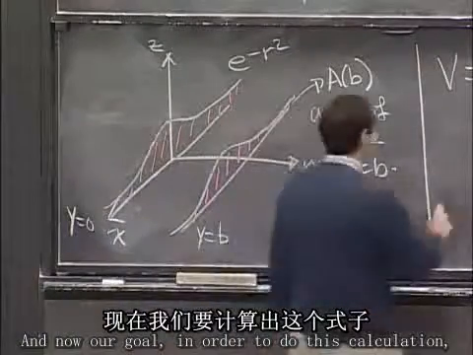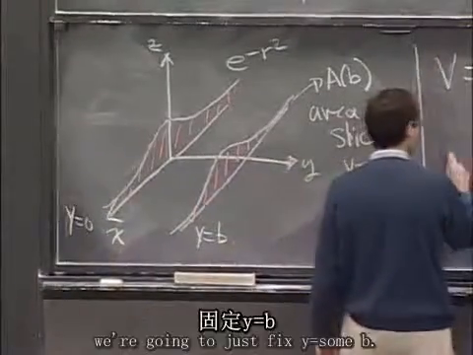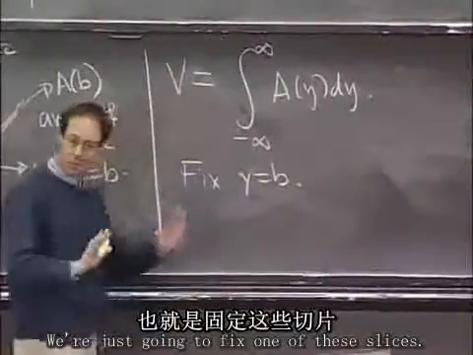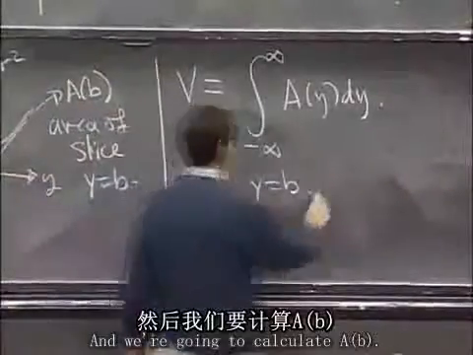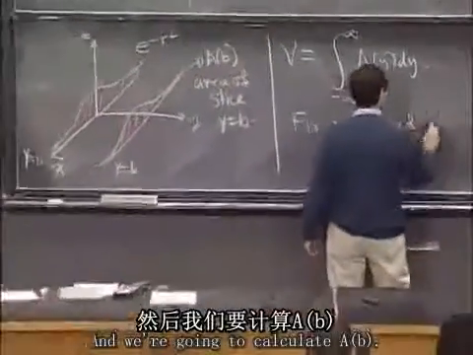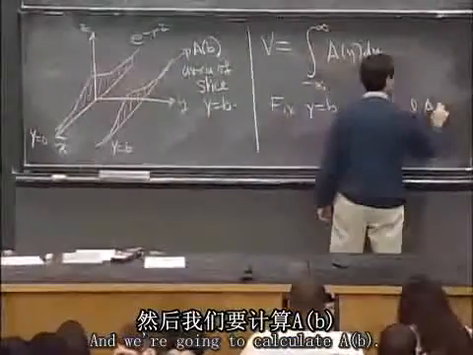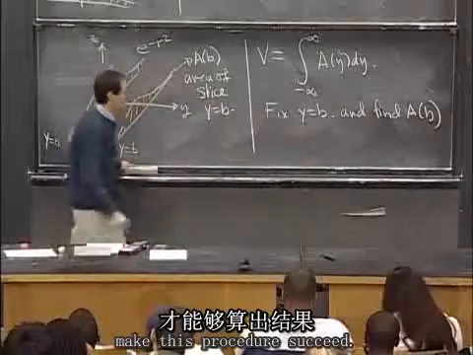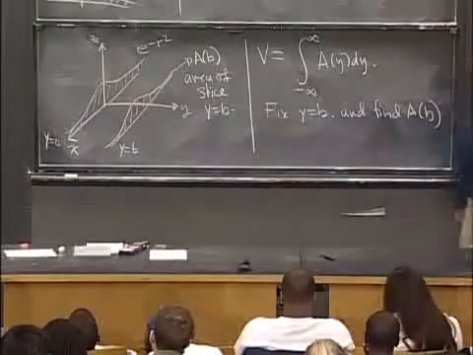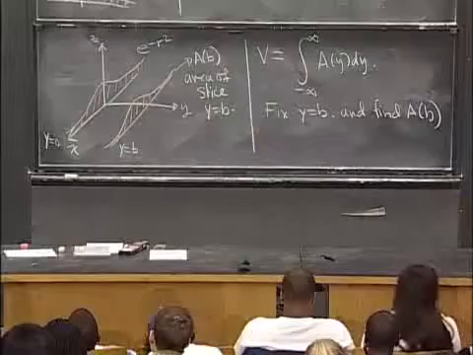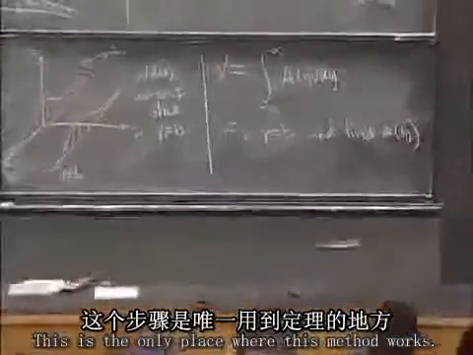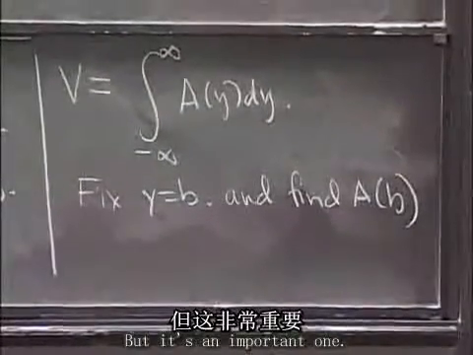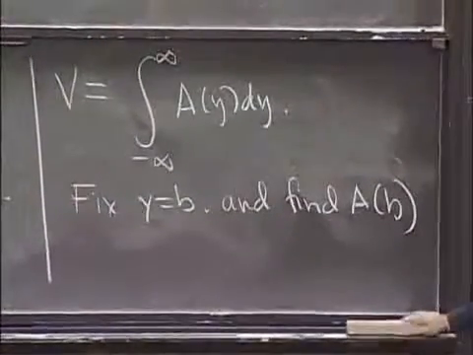And now our goal, in order to do this calculation, is to just fix y equal to some b. We're just going to fix one of these slices, and we're going to calculate A of b. That's what we need to do in order to make this procedure succeed. Now, this is the only place where this method works, but it's an important one.